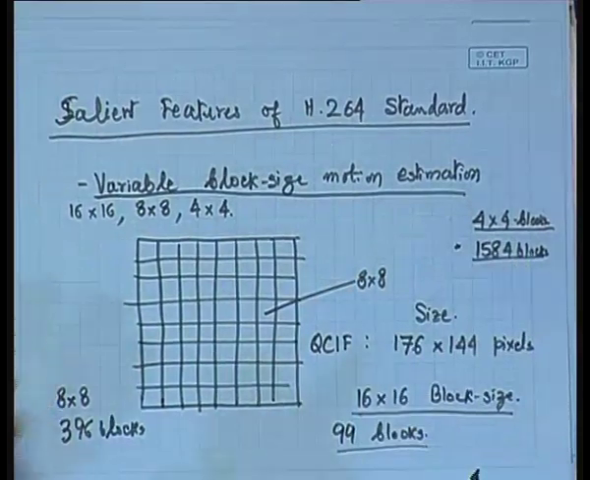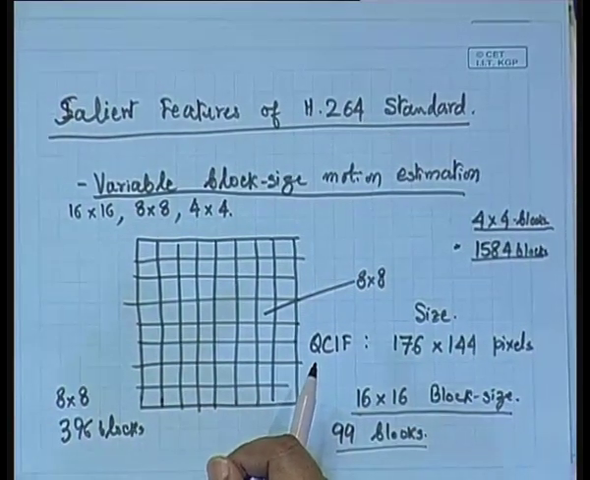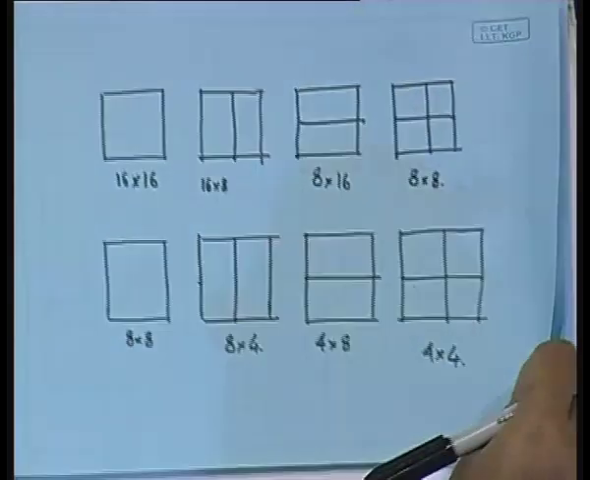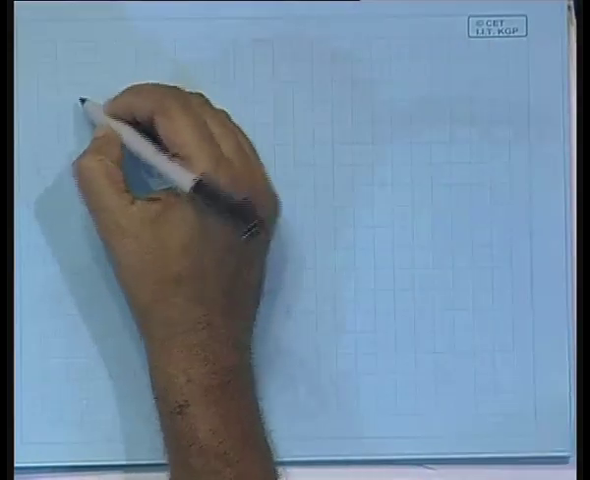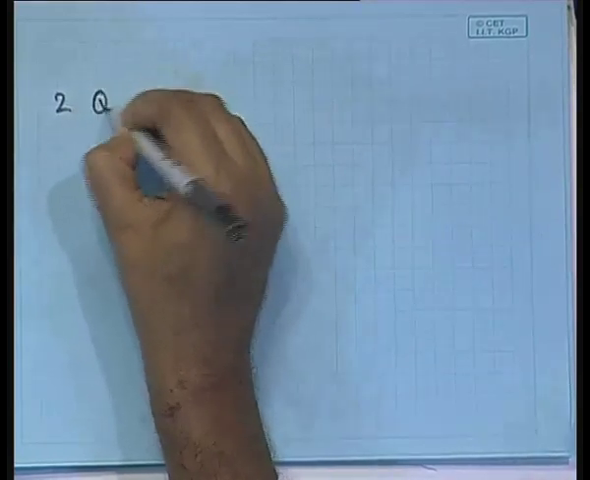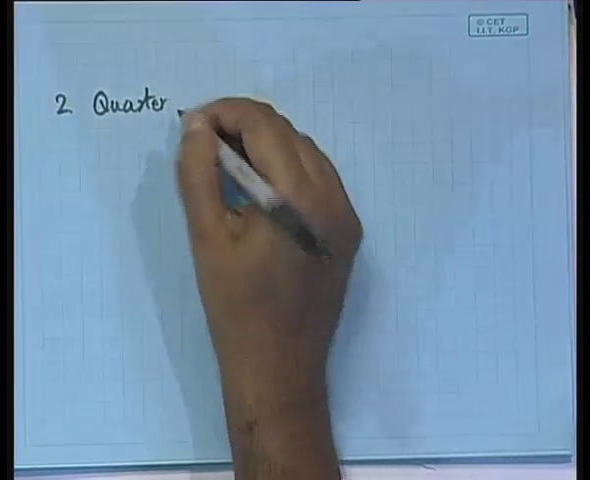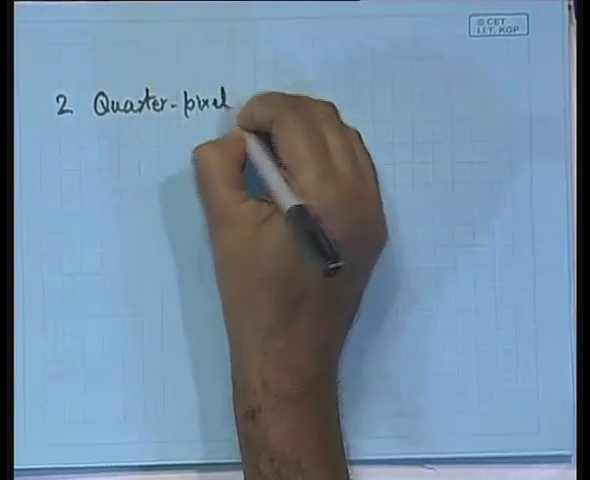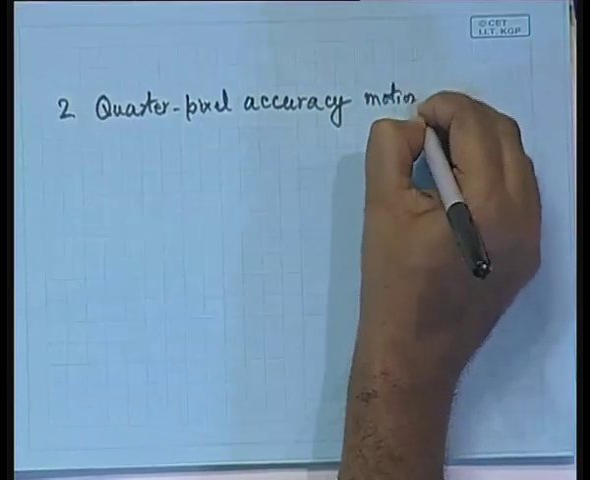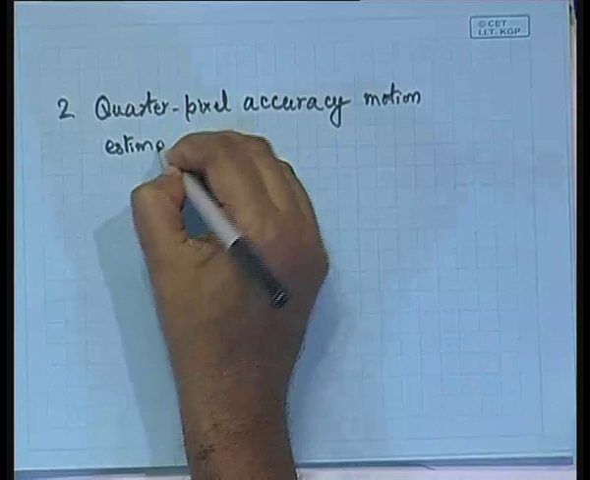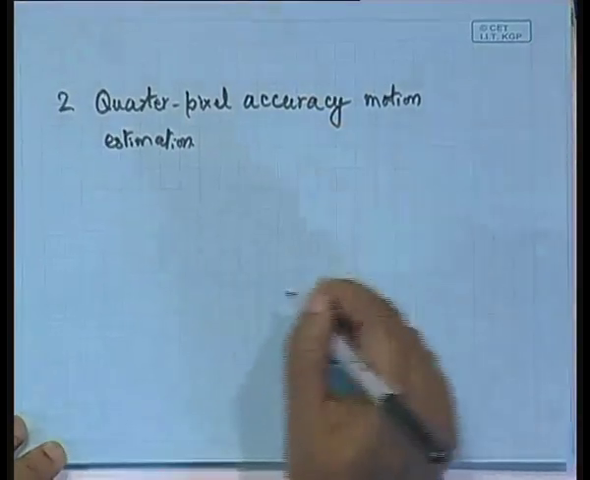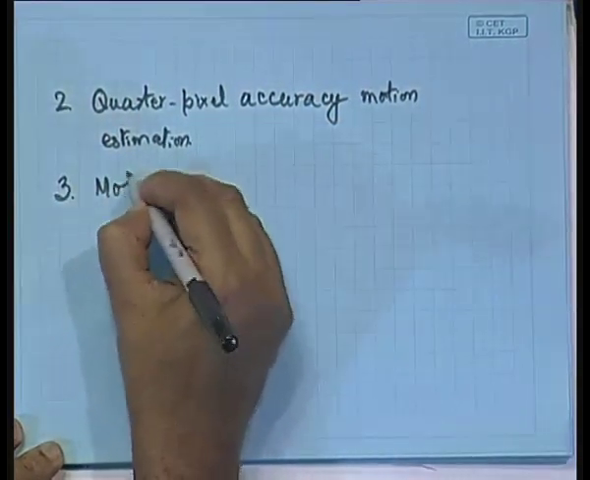This is one advantageous feature which was not there in the earlier versions of the standards, it is there in H.264. Then there is another aspect, and that is quarter pixel accuracy motion estimation. So, the second feature of H.264 is quarter pixel accuracy motion estimation. This I already mentioned. The third point is motion vectors over picture boundaries.